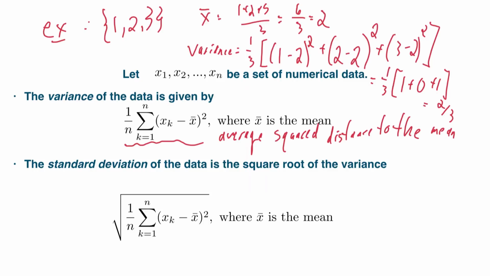So this is measuring how far away on average my data points are from the center. These squared distances measure how far away you are. And then I average them to say that each point counts equally here.